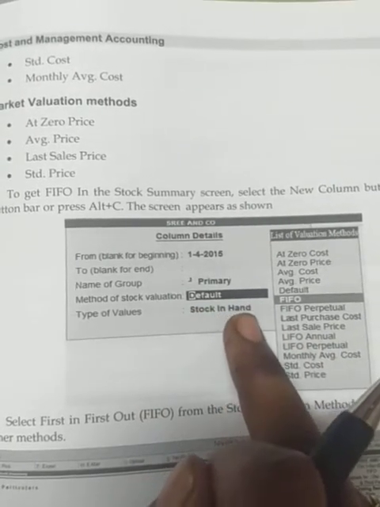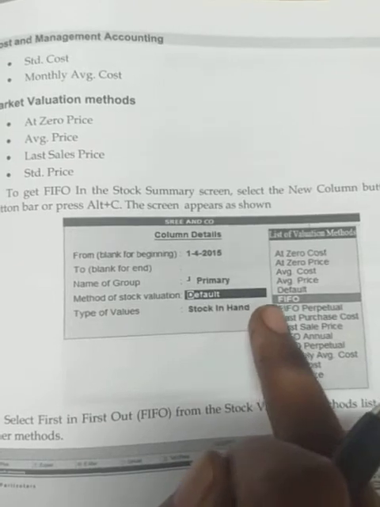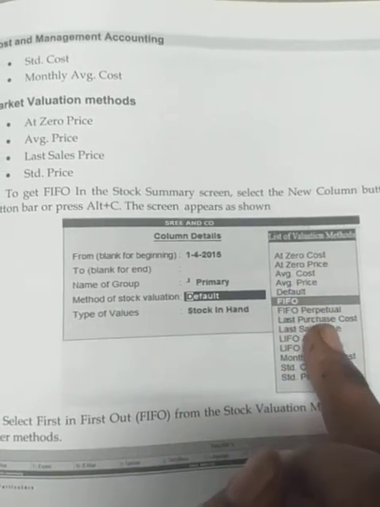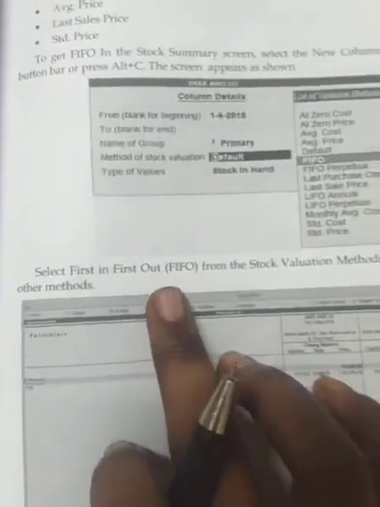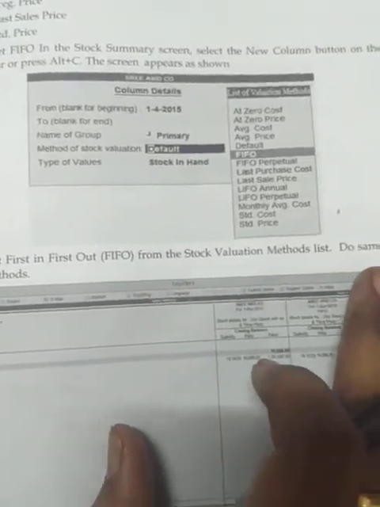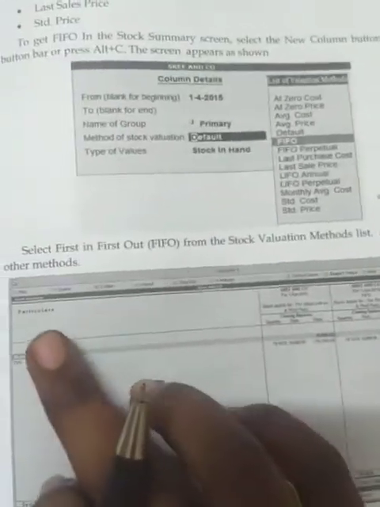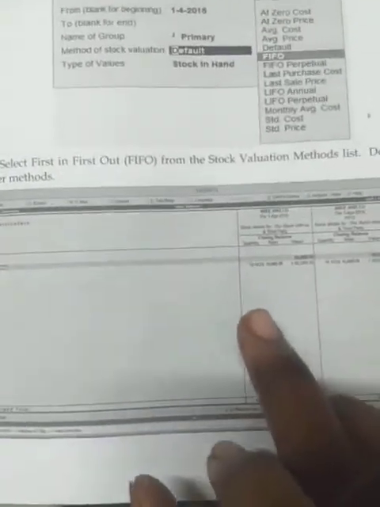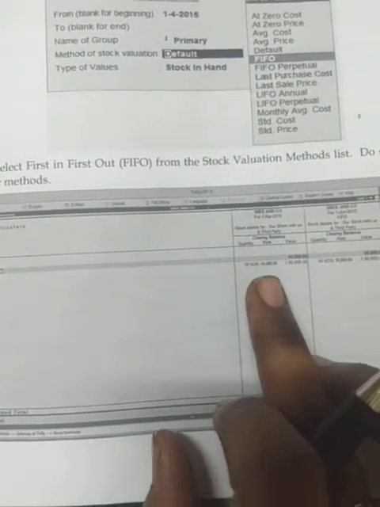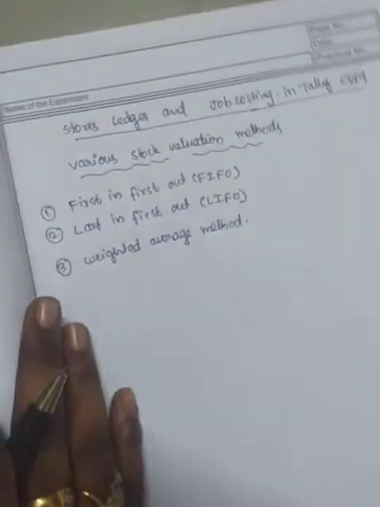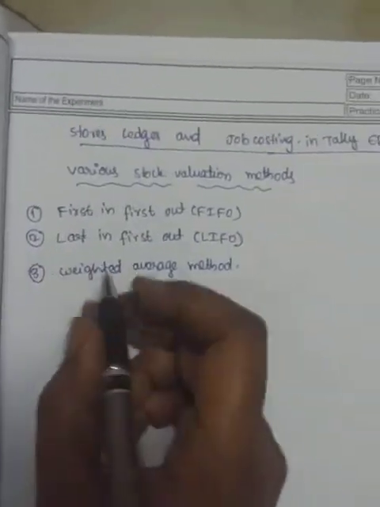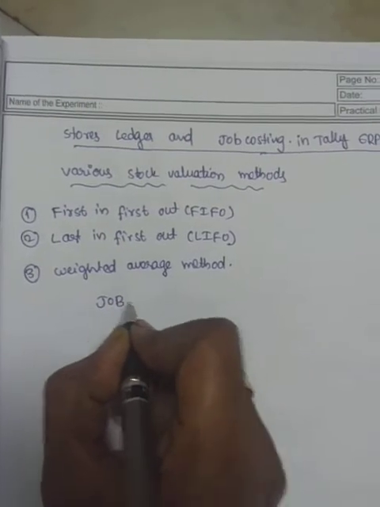Types of values are stock in hand. You can select any type of the stock valuation method from this drop down menu. Then select the FIFO method from the stock valuation list. Do the same for the other methods. Here the valuation of the stock is given, with the grand total. These are the stock valuation methods. Then let us discuss about job costing.